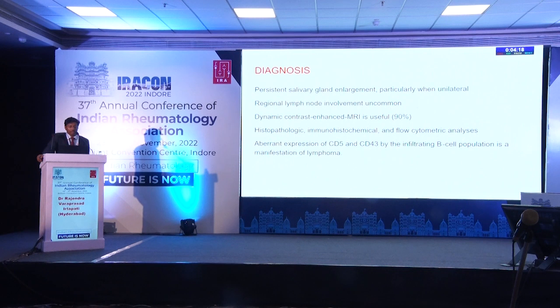So diagnosis: if anyone has a persistent, unilateral, firm parotid swelling, we should suspect. They may not have lymph node involvement. Dynamic contrast enhanced MRI has been extremely useful. I have a picture in the next slide I will show you. And once we suspect, only a core biopsy or excision biopsy will help to differentiate, especially if they carry small CD5 and CD43.